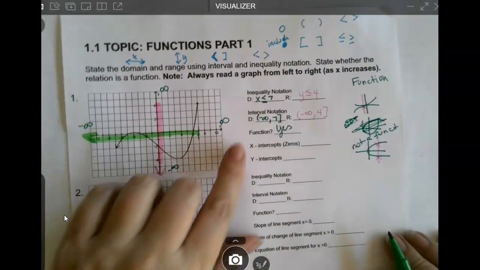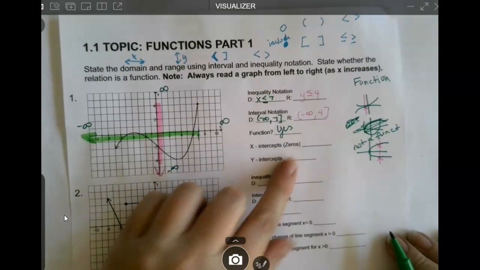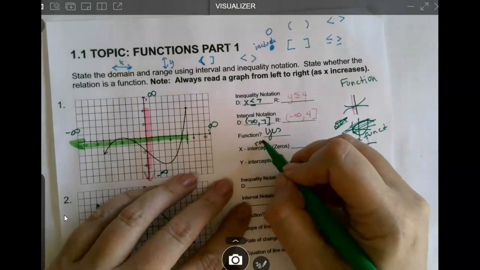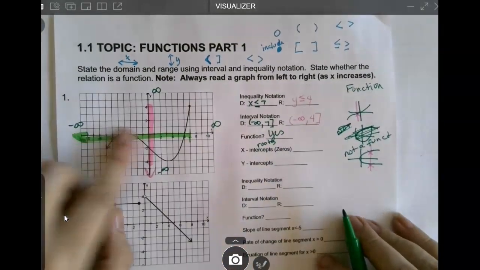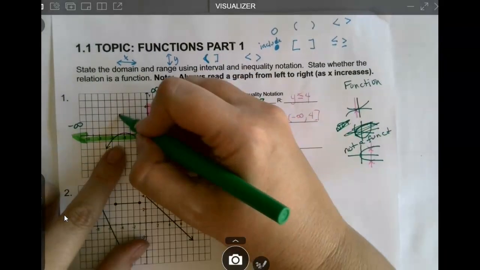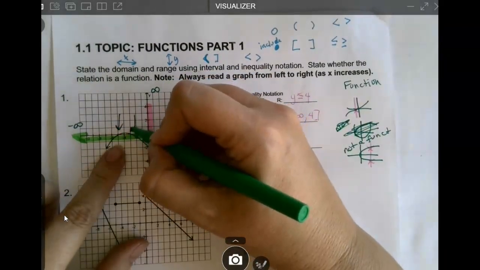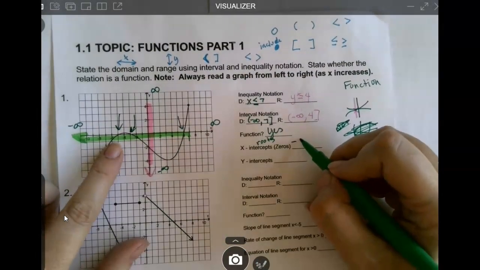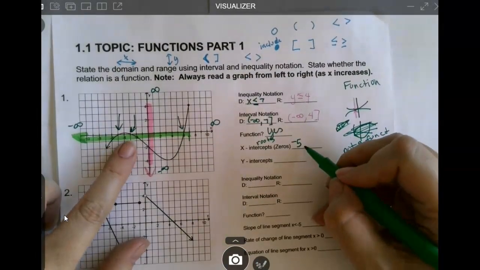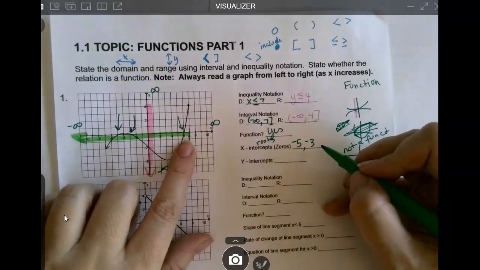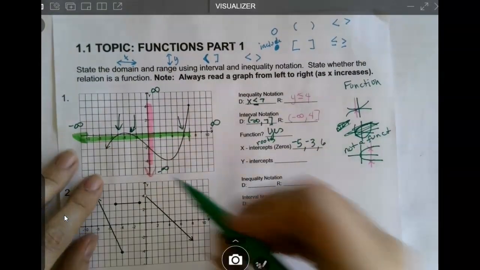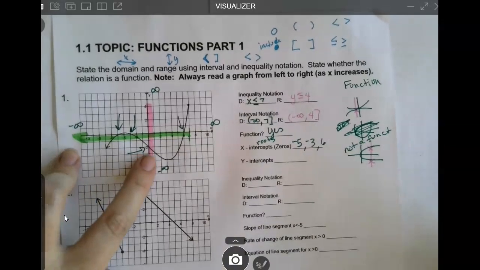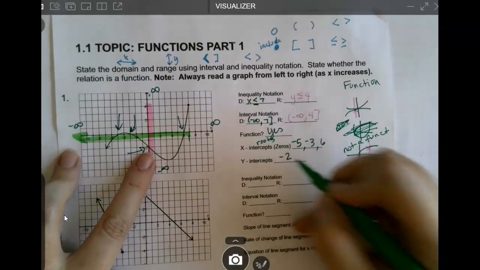My x-intercepts, also known as zeros, also known as roots, are wherever it's crossing the x-axis. So that's right here, and right here, and right here. So that's at -5, -3, and 6. My y-intercept is where it crosses the y-axis. That's right here at -2.